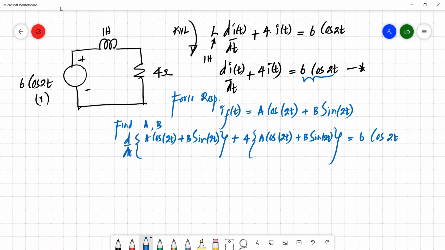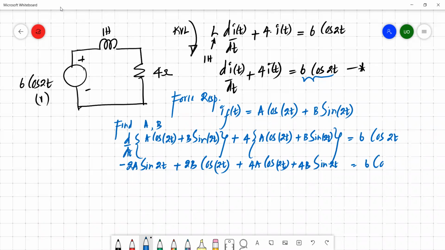So a cos 2t, if you differentiate it with respect to t, becomes minus 2a sine 2t. Here, 2b cos 2t. Here you have 4a cos 2t. Here we have 4b sine 2t. And 6 cos 2t.